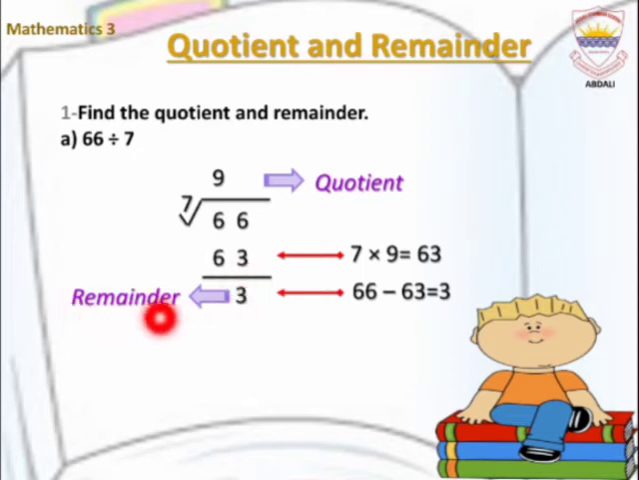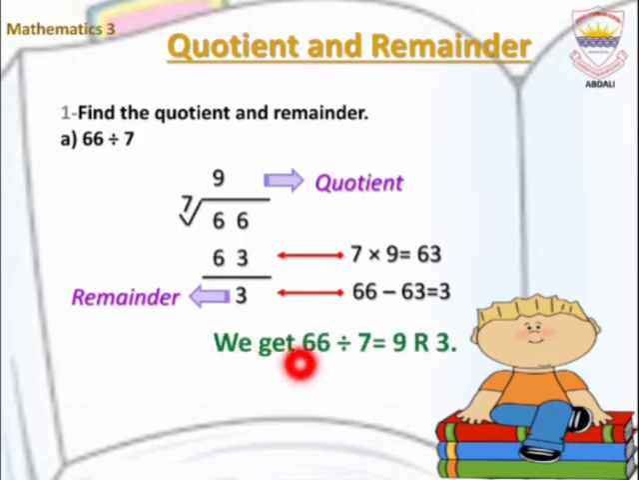Student, what do we get? When we divide 66 by 7, we get 9 quotient and 3 remainder.